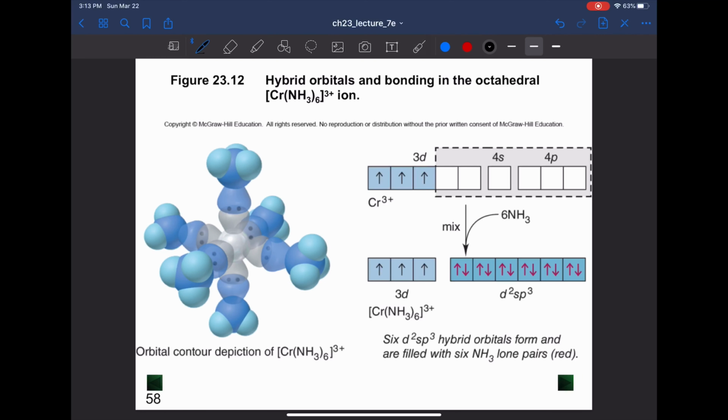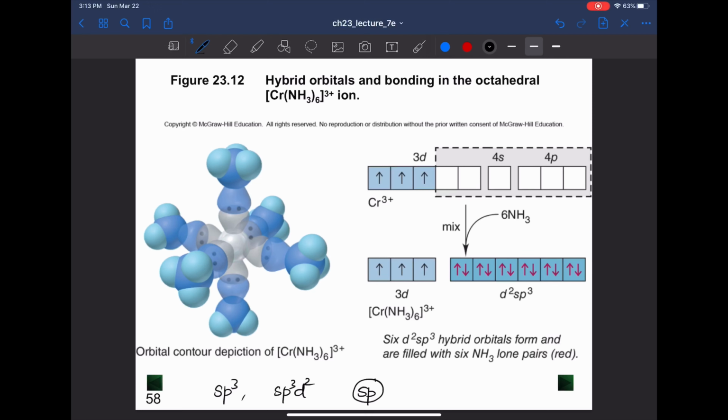So what type of hybridization would you see here? The common hybridizations that we generally see are sp3, sp3d2, and you can also see dsp2 sometimes. So what type of hybridization would we generally see?